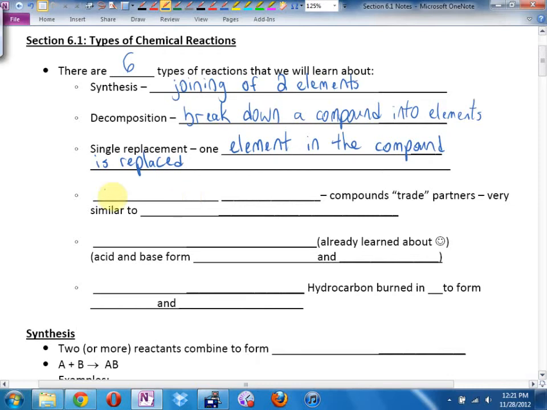Then we have a double replacement. This is when 2 compounds trade partners. In fact, it's very, very similar to what went on in neutralization, which we'll talk about a bit more. A double replacement. Sorry for my messy handwriting.